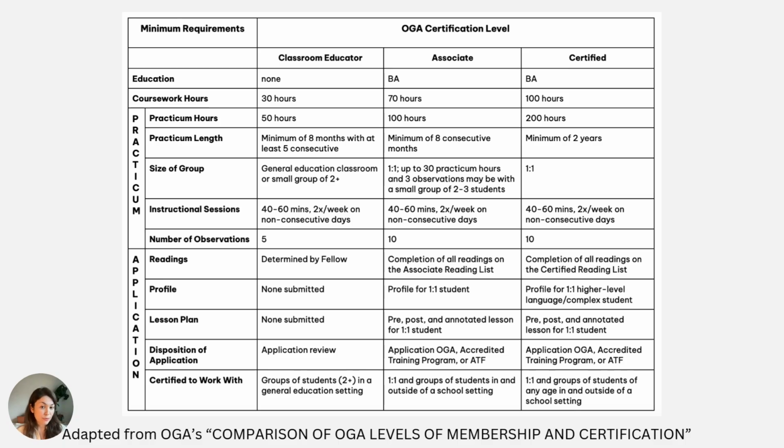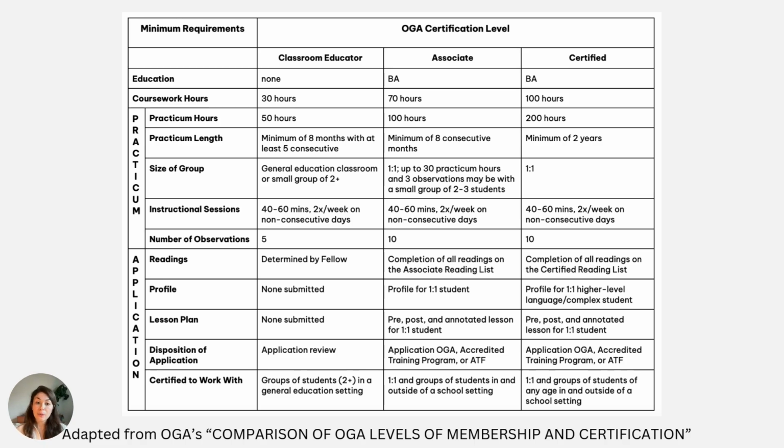There is an extensive reading list at the certified level, excellent readings that you're required to do. And you again write a profile for one of your practicum students. And at this level, it needs to be focused on a student who's working at the higher level of language and is perhaps a more complex student than your associate level student. You again submit a lesson trio, including an annotated lesson to really demonstrate your ability to teach at that level. And again, you're either submitting your application to the certifying committee or working with an accredited training program or accredited training fellow who reviews your application in their stead.